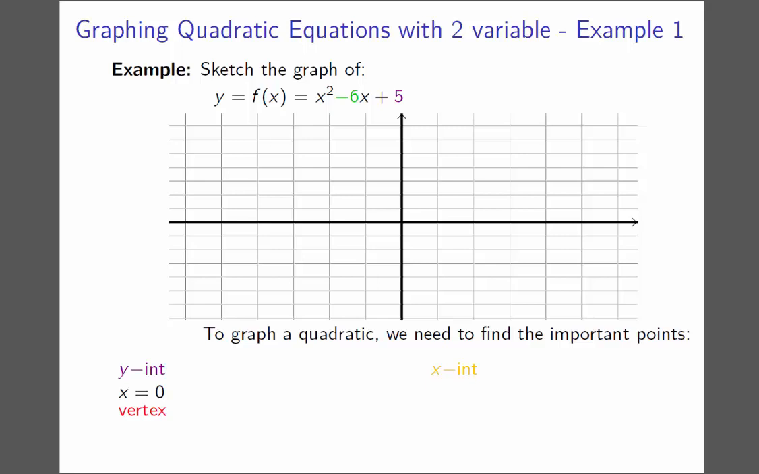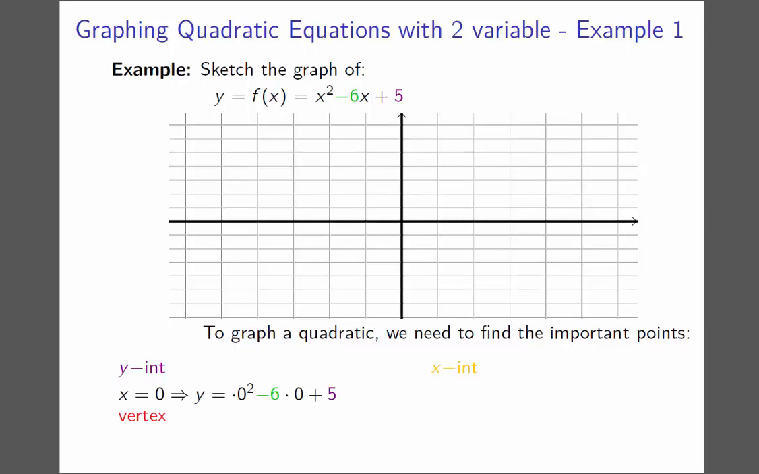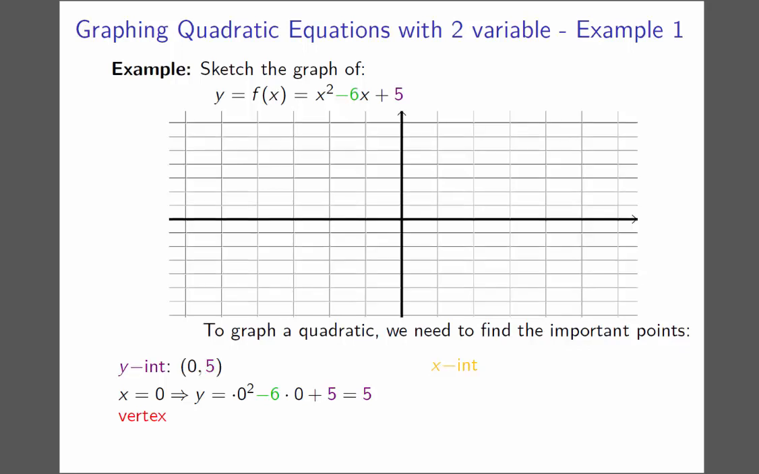And plugging this into our equation, we get y equals 0 squared minus 6 times 0 plus 5, which is just 5. So we find that the y-intercept is the point (0, 5).